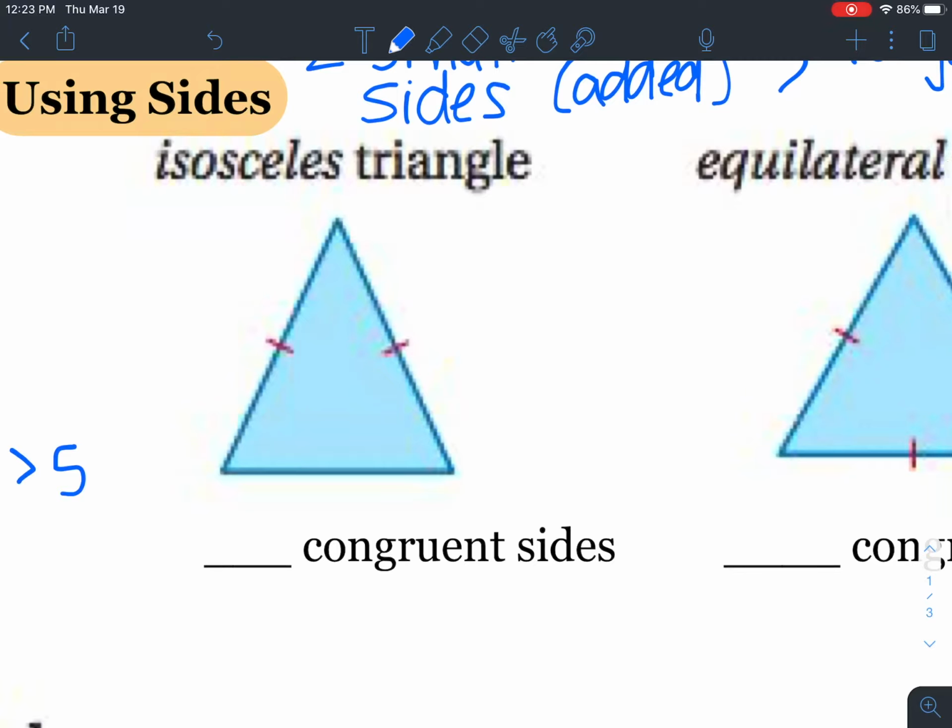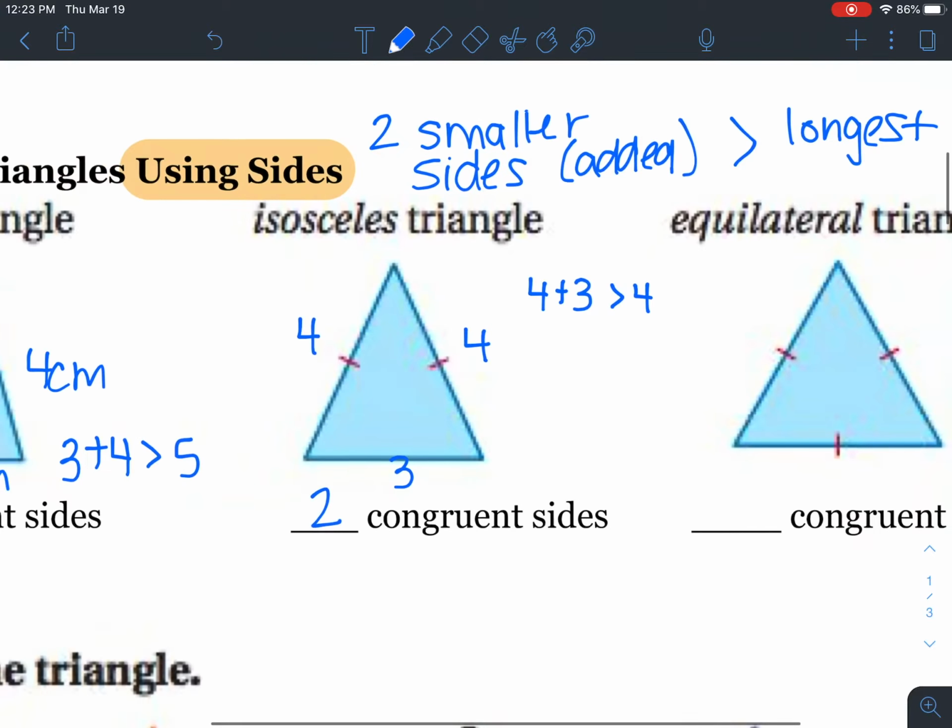Isosceles means that two of the sides are the same. So maybe this is 4, 4, and 3. My two smaller sides would be one of the 4s plus 3, and that's bigger than 4. So that also works.